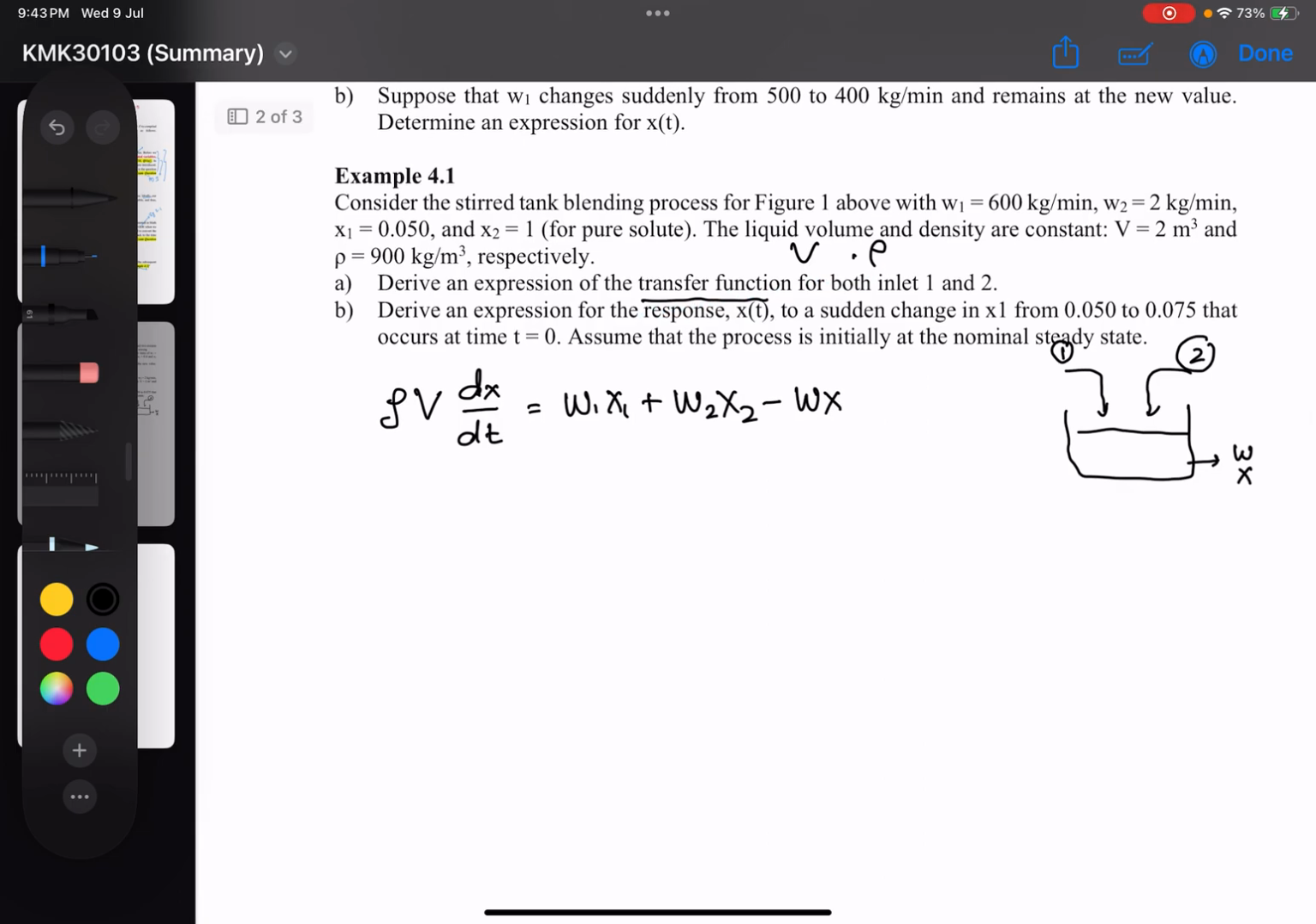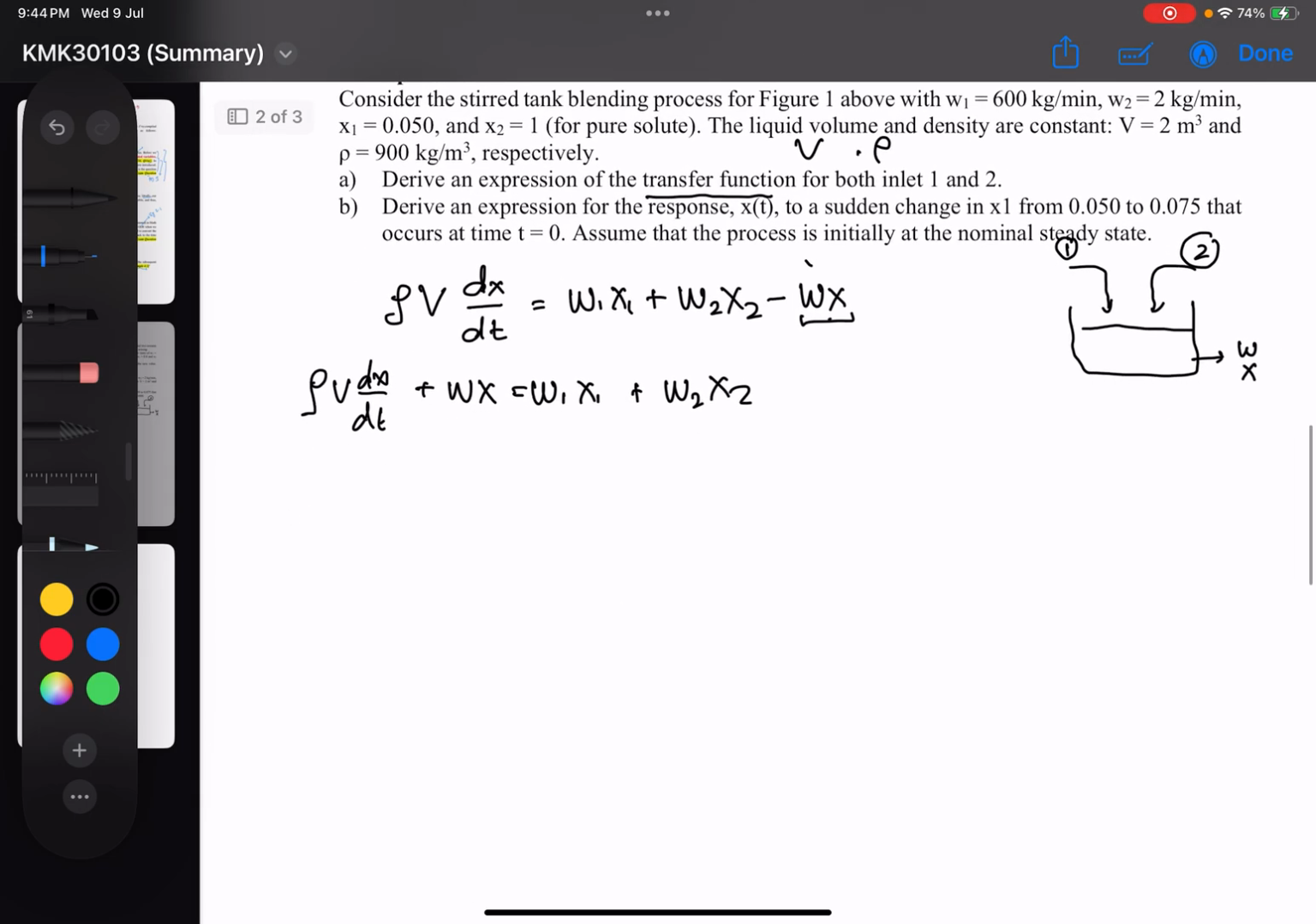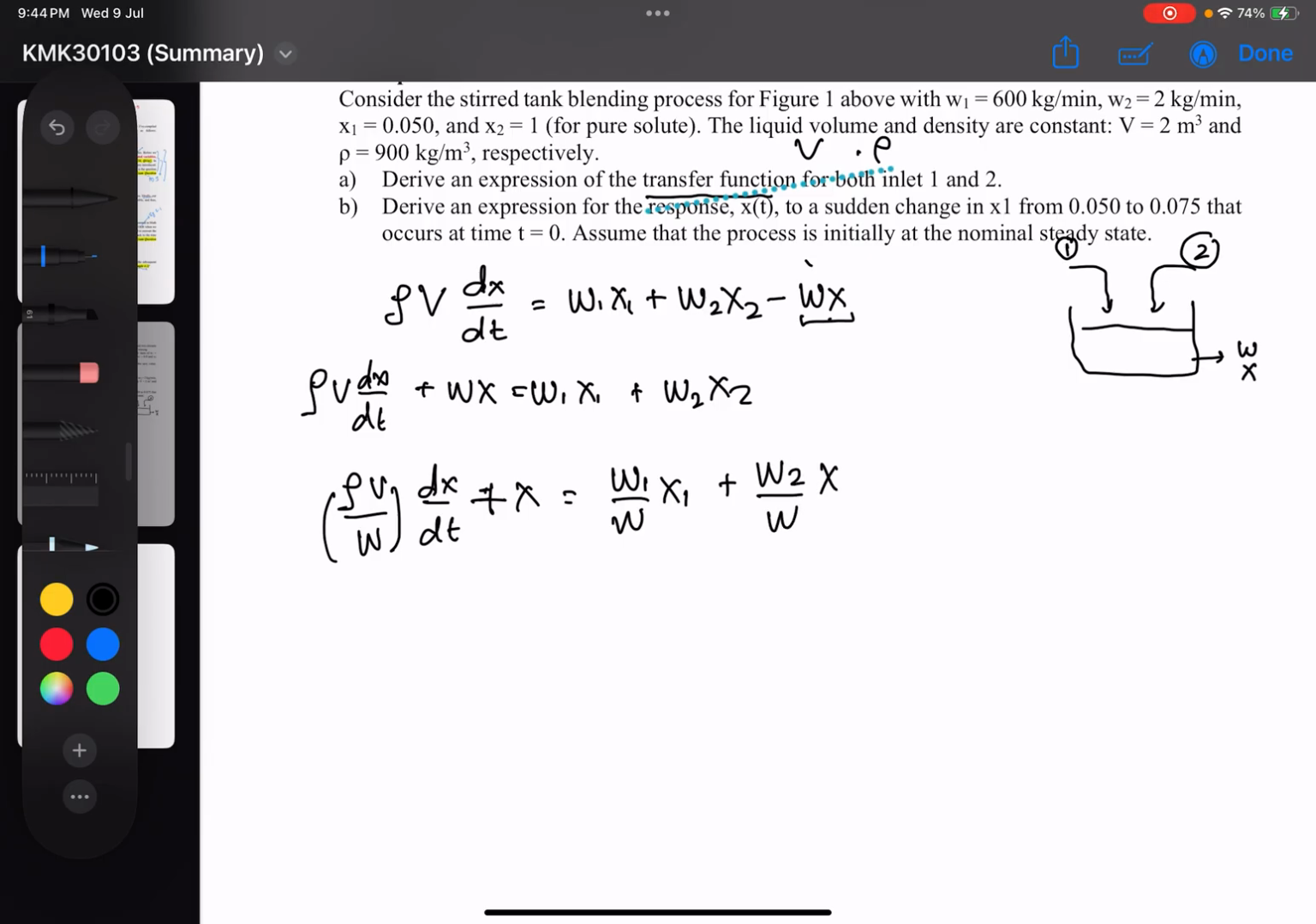And then I'm going to move this expression around, meaning I'm going to move the terms to the right side. So I'm going to get rho V dx over dt equals W1 x1 plus W2 x2 minus Wx, giving rho V dx over dt plus Wx. But I don't want W, so I'm going to divide all terms by W. So now I have rho V divided by W, dx/dt, plus x equals W1 over W x1 plus W2 over W multiplied by x2.